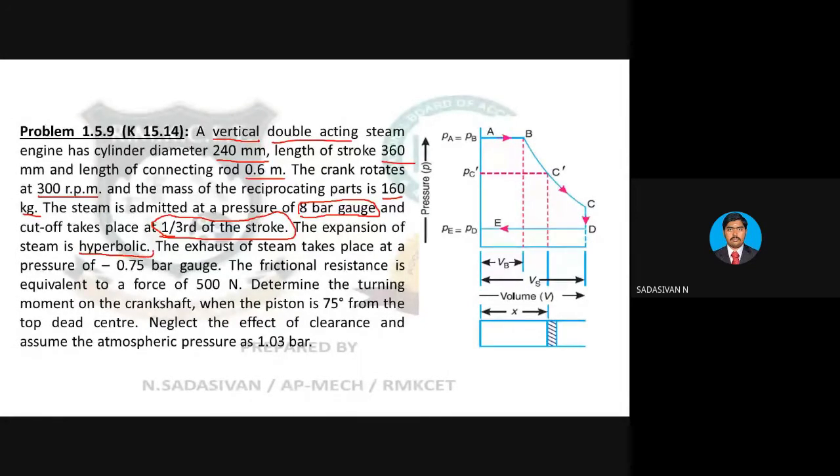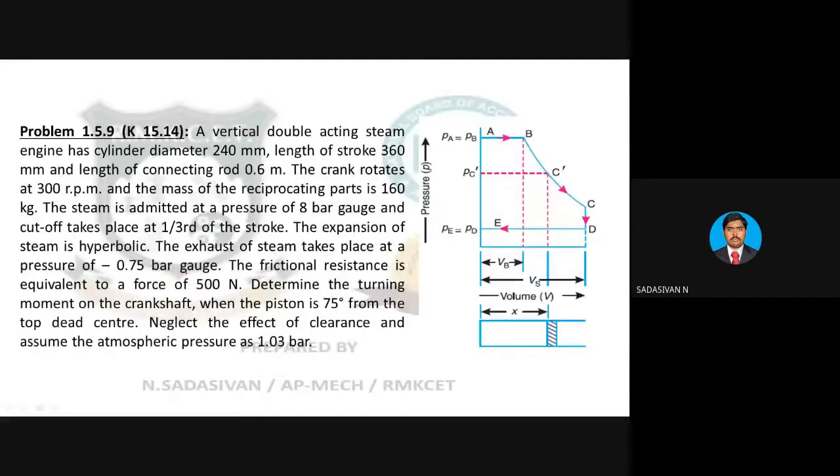This term you have to understand. If I say hyperbolic, it means it is PV equal to constant. It is an isothermal process. Okay, keep that in mind. This you have to remember. The hyperbolic curvature of the PV diagram means it is an isothermal process, PV equal to constant. Okay, last time we saw PV to the power gamma equal to constant. It was polytropic. Hyperbolic curve means PV equal to constant, isothermal process. The exhaust of steam takes place at a pressure of minus 0.75 bar gauge. It is below atmospheric, minus 0.75 bar gauge.